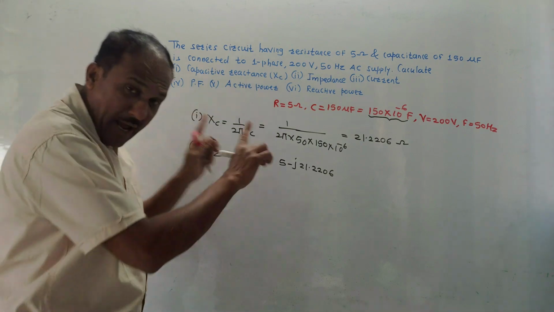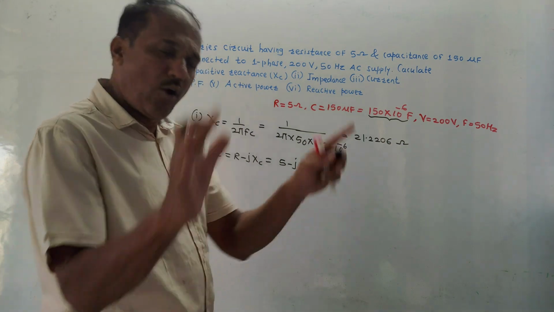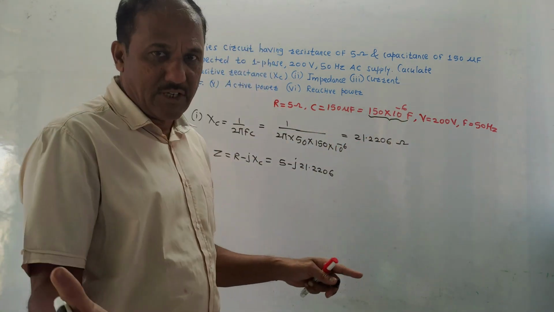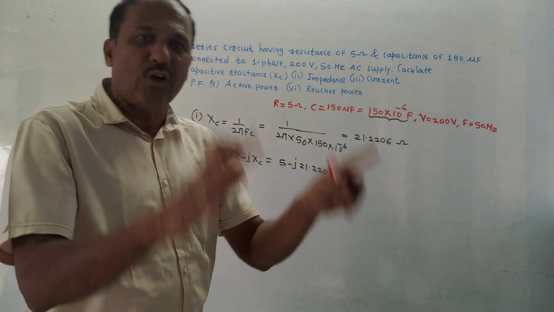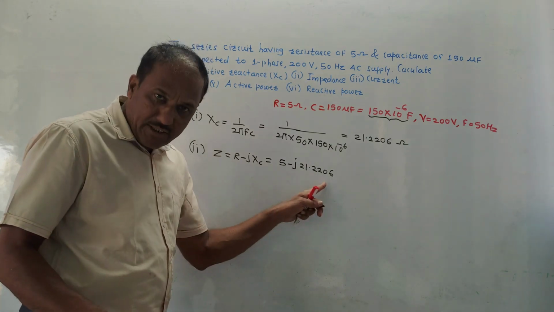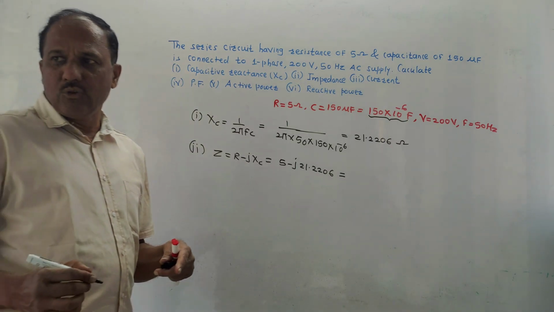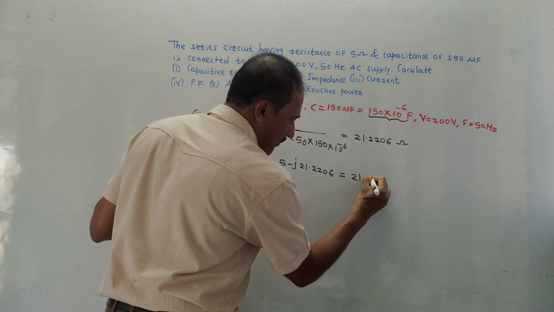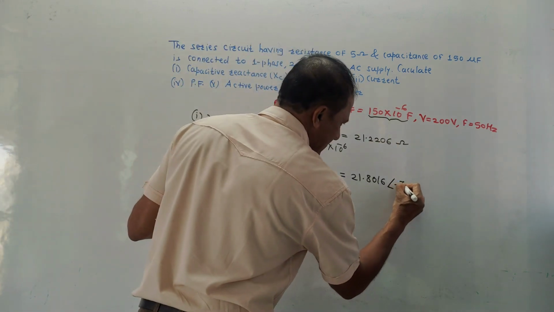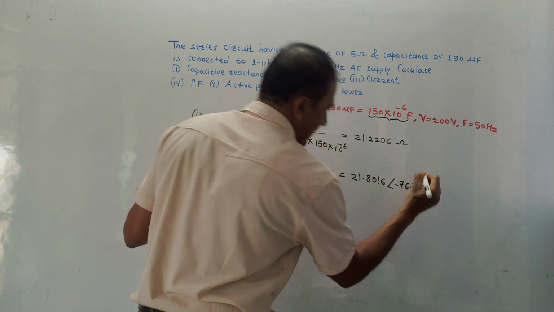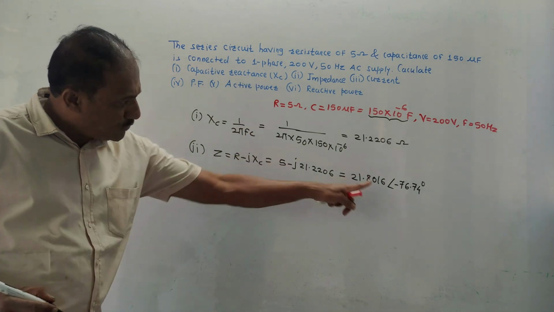To do this calculation, be habituated: once you calculate impedance, convert it into polar form. I have already created a separate video on how to make this conversion. If you don't know the procedure, you have to do it on the calculator itself, or do watch that video. So presently, I will convert it into polar form. So this value in the polar form will be 21.8016 at an angle minus 76.74 degrees. Always make it a habit to convert impedance into polar form.